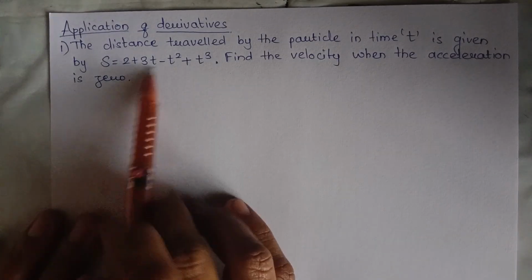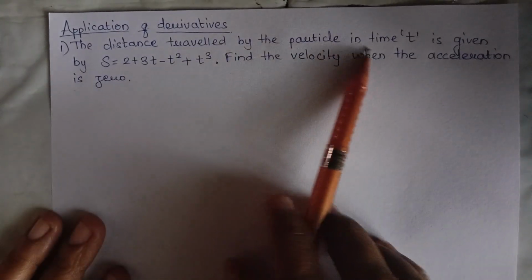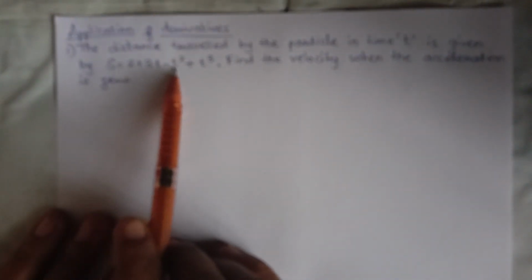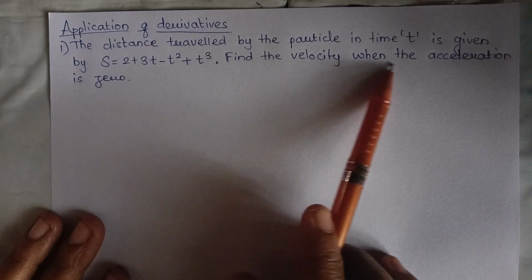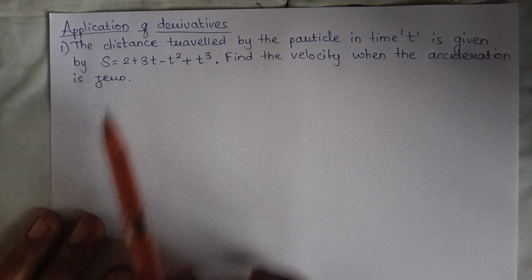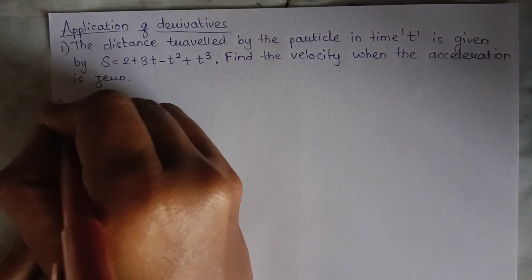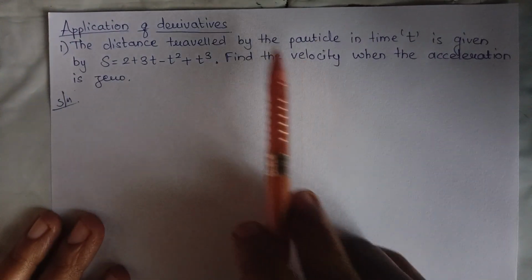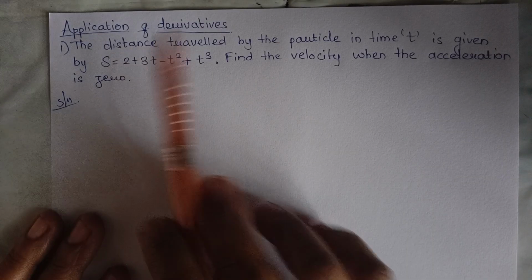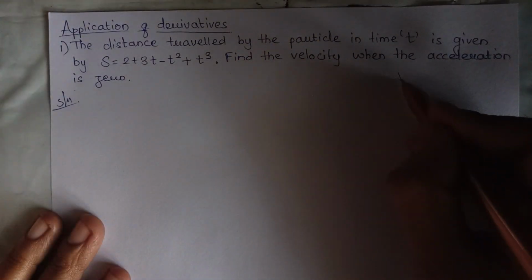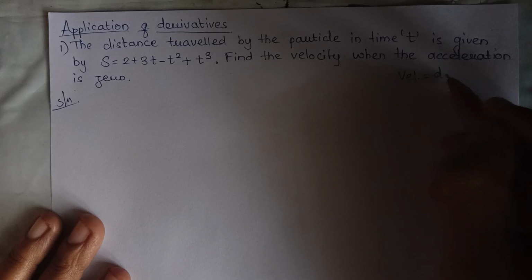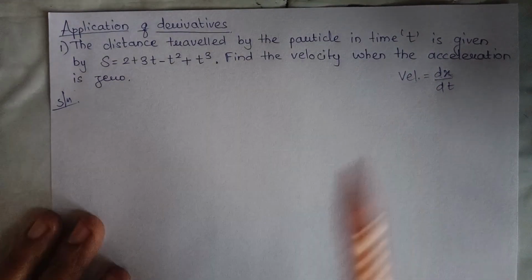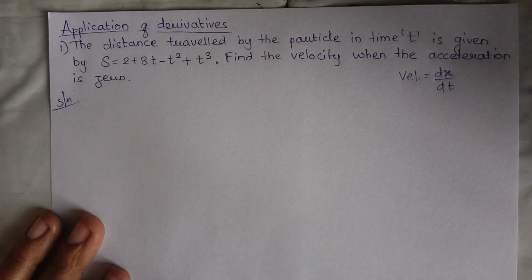So the question is: the distance traveled by the particle in time t is given by s equal to 2 plus 3t minus t square plus t cube. Find the velocity when the acceleration is 0. Here you should know how velocity is defined in terms of distance. Velocity is change in distance upon change in time. That is how we write speed: speed is equal to distance upon time.